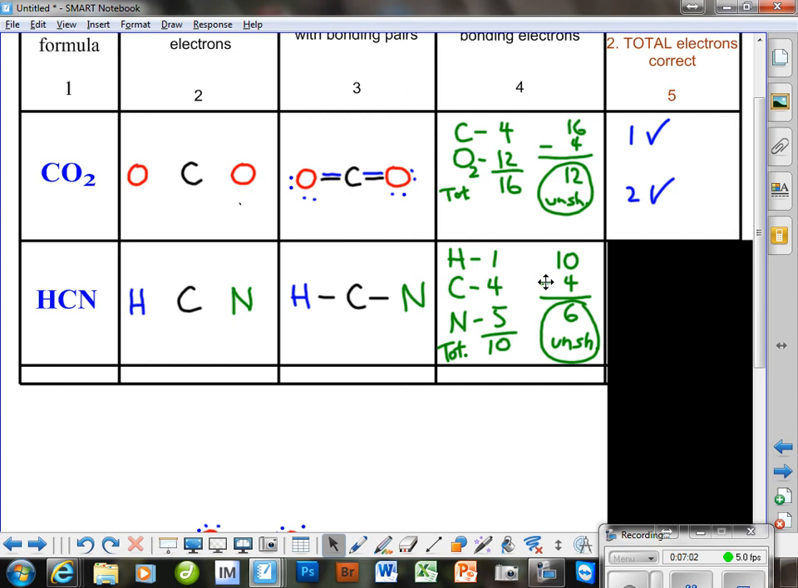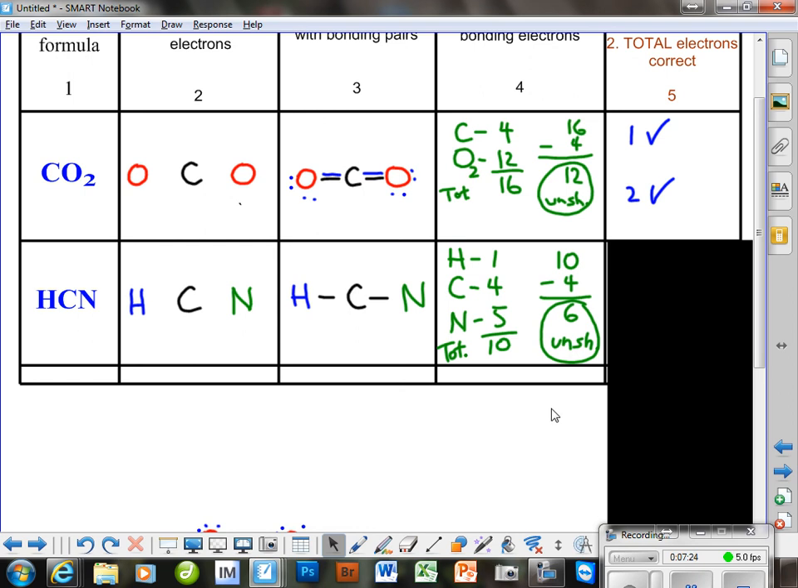Now, how many electrons have we used up in these 2 bonds here? Okay, 2 for each, a total of 4. That's what this 4 is all about. And we're subtracting 4 from the 10 that we started out with. And this gives us our unshared electrons, just like we did above. Now, we have a total of 6 electrons to pass out.